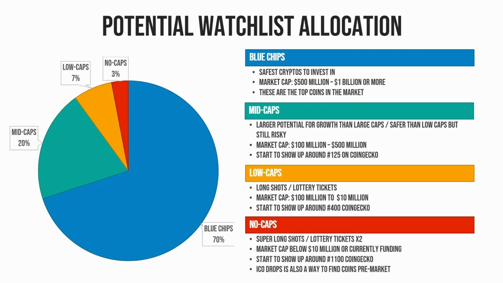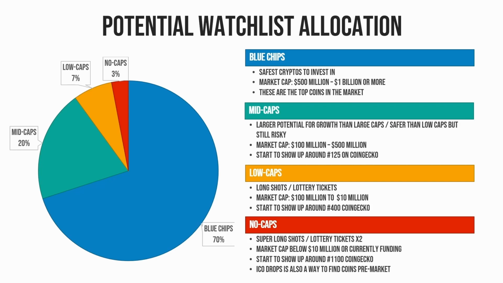Now, these are what I like to call no caps. These are the super long shots. Lottery tickets times 2. Market cap is below 10 million or they're currently funding. They don't even have a space on CoinGecko, or if they do, they're showing up after thousands of other coins. ICO drops is a good way for you to find some of these pre-market coins.